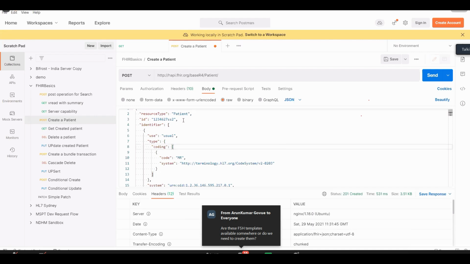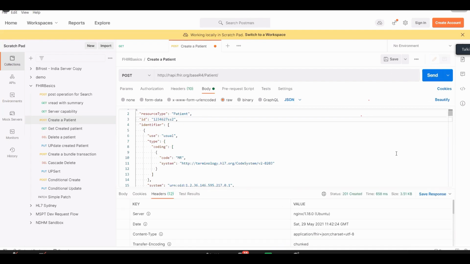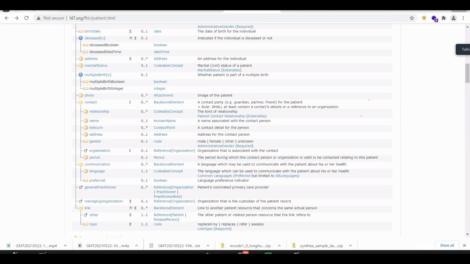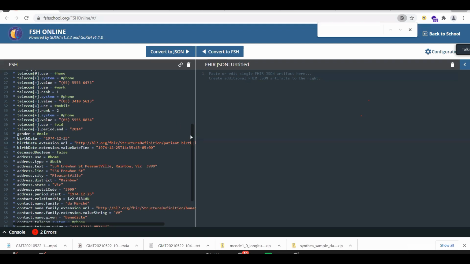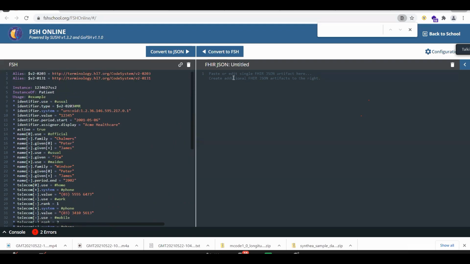Is there anything else to see? If I submit this once again, it should throw an error, right? No, it should not. Another question. Are these FSH templates available somewhere, or do we need to create them? FSH is not a template. It's actually a code that you can write. So actually you can just put a sample.